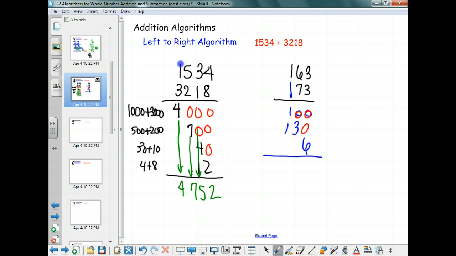And then again, adding from left to right, I have 1 and 1 is 2, 0 and 3 is 3, 0, 0 and 6 is 6. So here's a couple things.